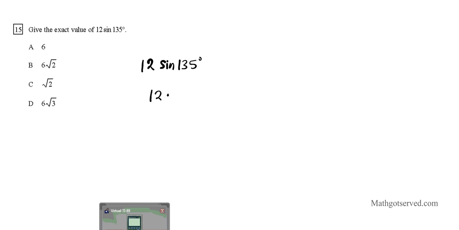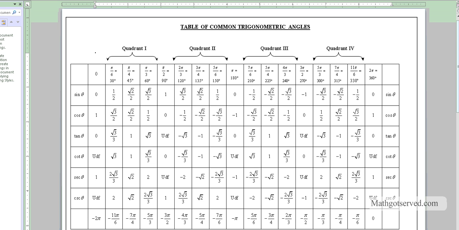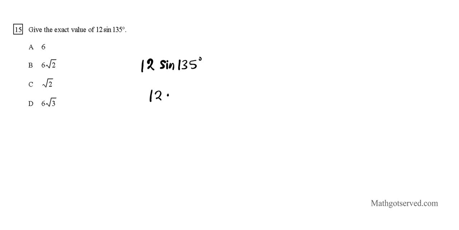All right, let's take a look at number 15. It says find the exact value of 12 sine 135. So what we'll do is we'll use our table of common trig angles to figure out what this sine component is and then multiply by 12. So we have 12 times. Now what is sine 135? Take up our table of common trig angles. So sine 135 is root 2 over 2. Okay, so that's what we're going to use.